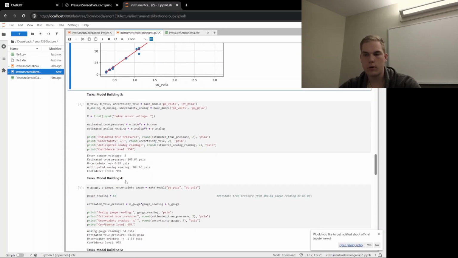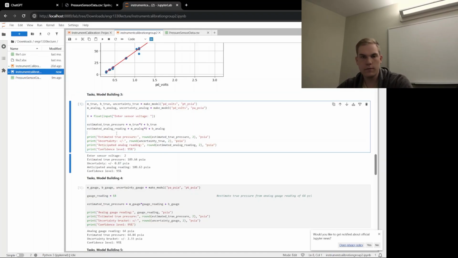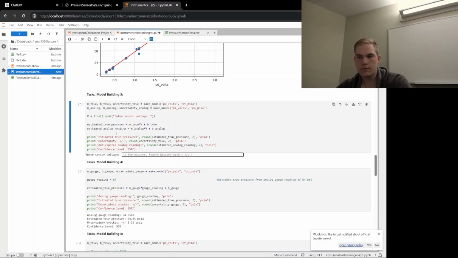So for our third model building task, what's happening is we're using the make model function, which looks at past data, finds a line of best fit, slope, and intercept, and also calculates the uncertainty in that model. The second make model function does the same thing, but for voltage and analog gauge. However, this one requires a user input of the sensor voltage.